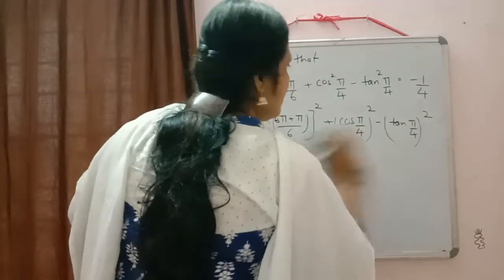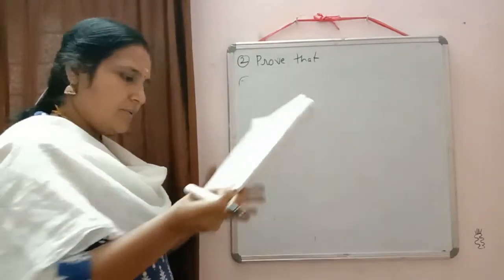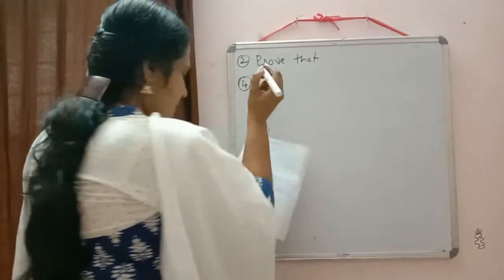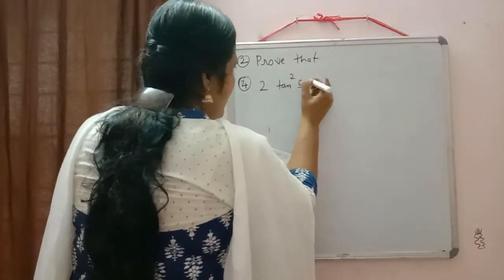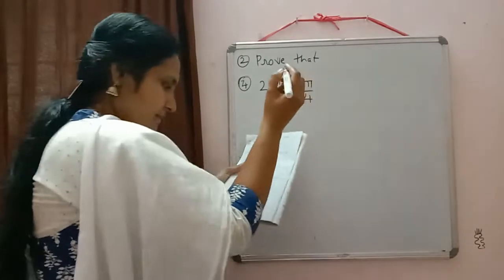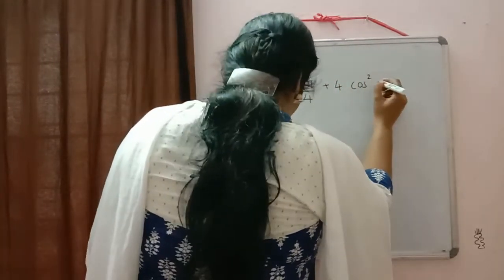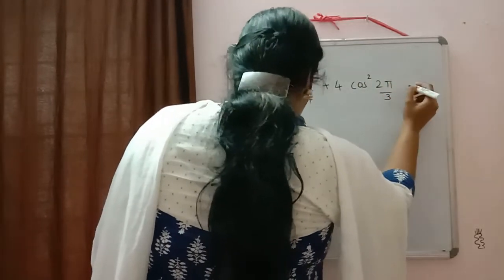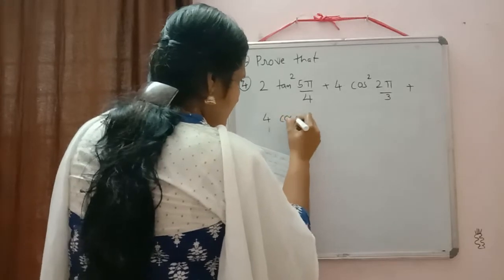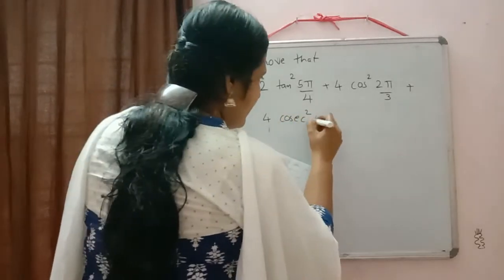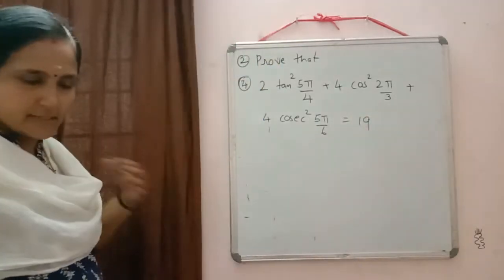One more question we will do. Write down. Fourth one is: prove that 2 into tan square 5 pi by 4 plus 4 into cos square 2 pi by 3 plus 4 into cosec square 5 pi by 6 equal to 19. This we have to prove.